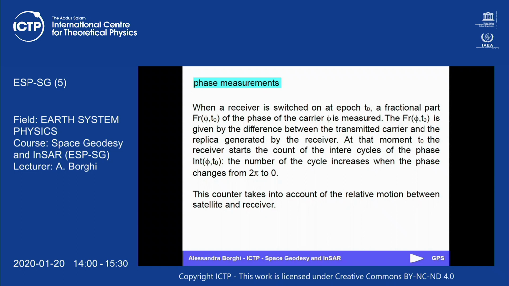Last week I finished the lesson describing how we can measure the distance between satellite and receiver using the code. The code is the binary pseudo-random sequence that modulates the carrier of the GPS signal. Now we are going to see how we can measure this distance using the phase measurement. And this type of measure is more precise than the code measure.